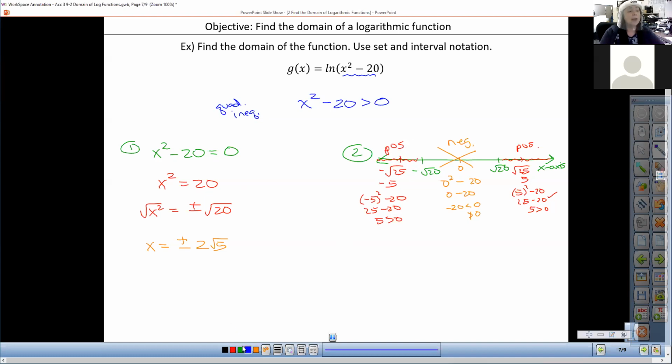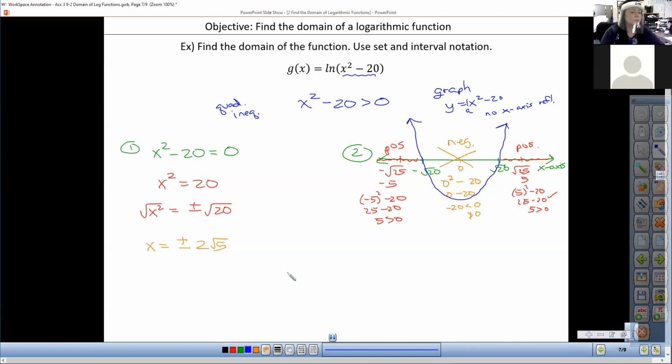For those of you who like that graphical method of showing your work to justify your domain, what you'd be looking at is the graph of the function y equals x squared minus 20. So this is a parabola. It's quadratic, so it's a parabola. Its a value is positive 1, so there's no x-axis reflection, which means that the parabola opens up and crosses the x-axis at negative root 20 and positive root 20. So the parabola would look like this.